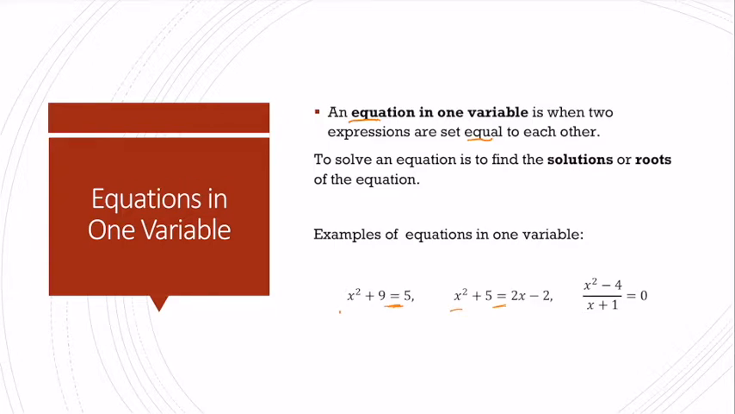Here's a degree 2 equation. Here's our rational equation, right? And when we're solving an equation, we're finding the solutions or roots of the equation. Roots is another word you might have heard when working with finding the zeros of a function. We're wondering where that function crosses the x-axis. So those are going to be our x-intercepts. Something to keep in mind.